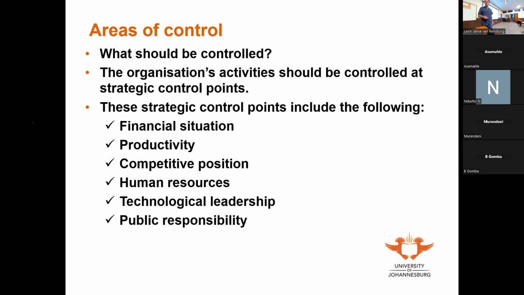The organization's activity should be controlled at strategic control points. Again, that is dependent on your plan and also the cost of control. These strategic control points can be the financial situation, which can be monthly or weekly even, or quarterly accounts; productivity, that is output over input; competitive position; human resources; technological leadership; and public responsibility, the SDG goals.